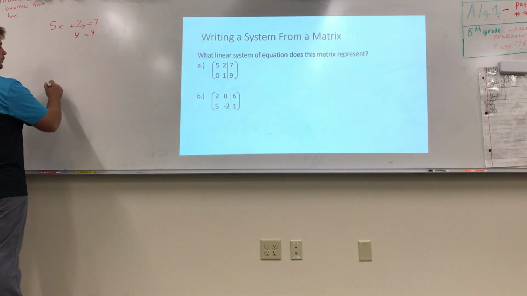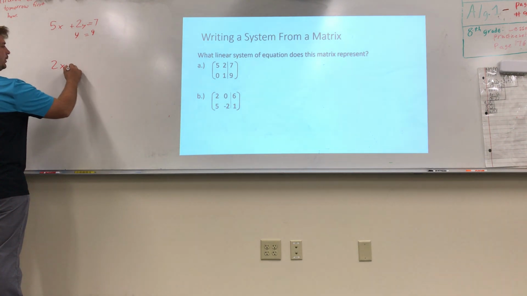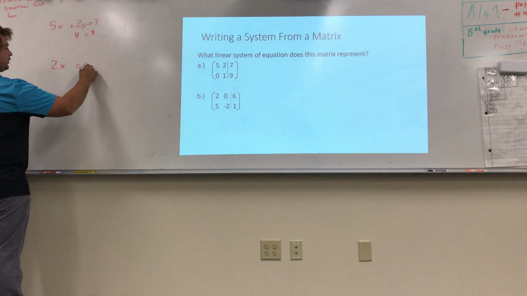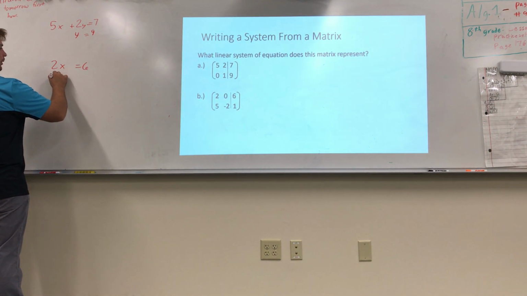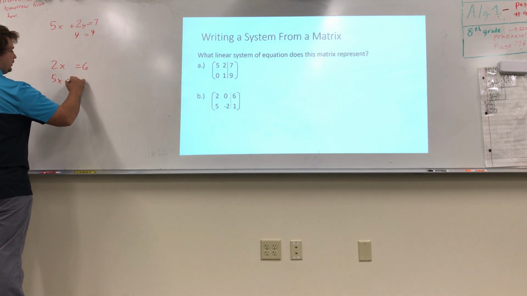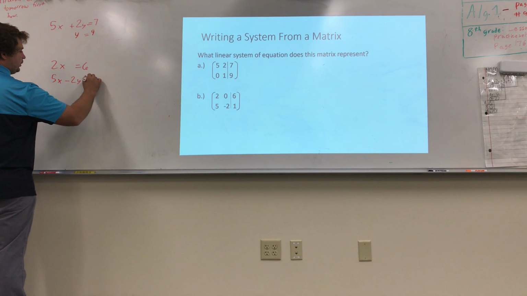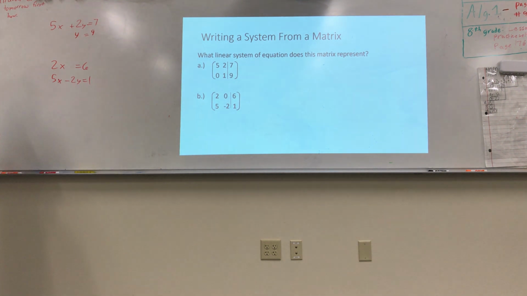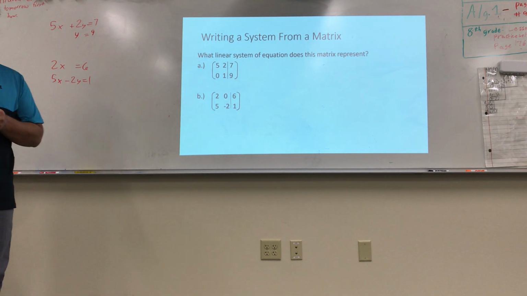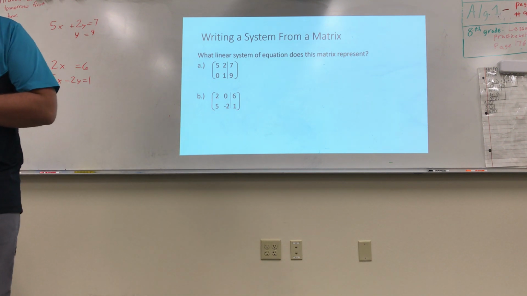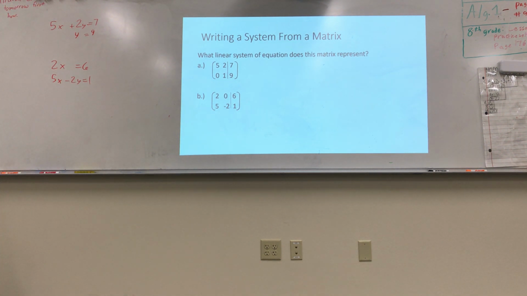Okay? Next would be 2x really equals 6. And your bottom one would be 5x minus 2y equals 1. And those would be your linear system of equations that are represented by these equations.